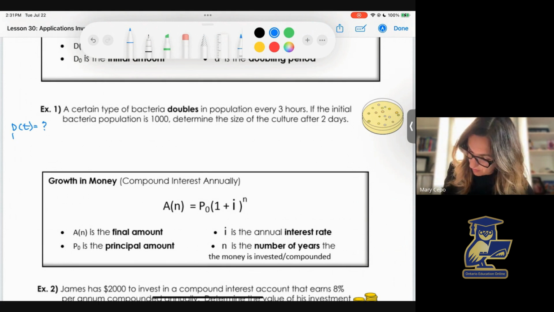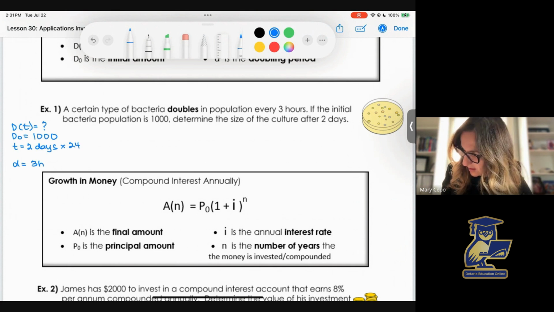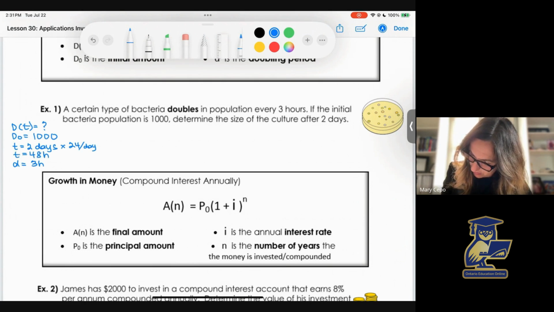We know that the initial population is 1,000. We know the time we're observing is 2 days. However, because the doubling period is in terms of hours, so d is equal to 3 hours, we need to convert the days to hours. So we know there are 24 hours in 1 day. That means we're looking at this bacteria for 48 hours. So t is 48. Now the time is the same. You have to make sure you always have the same units.